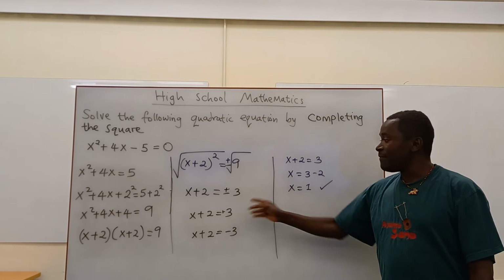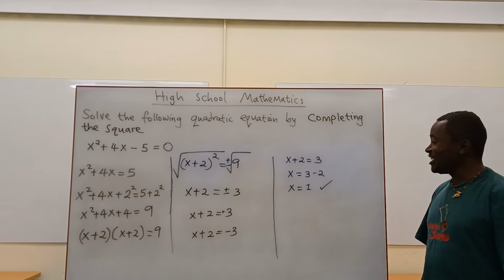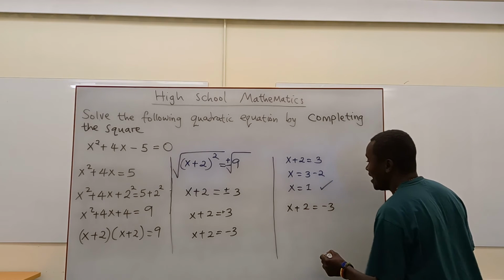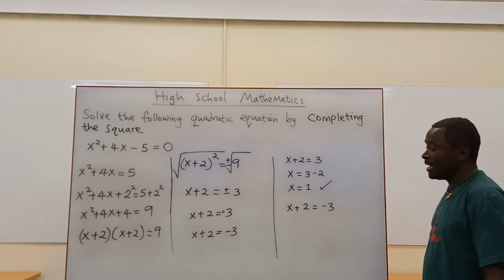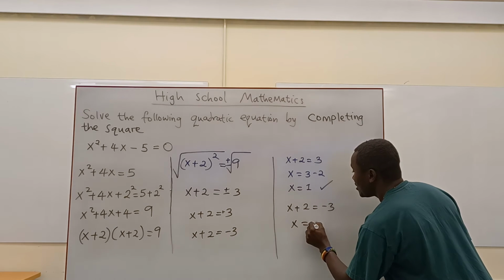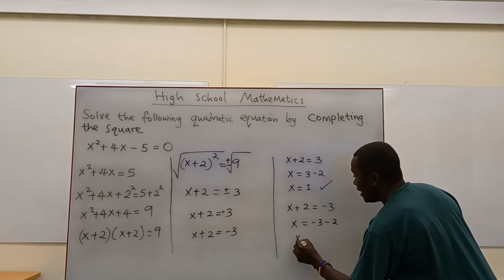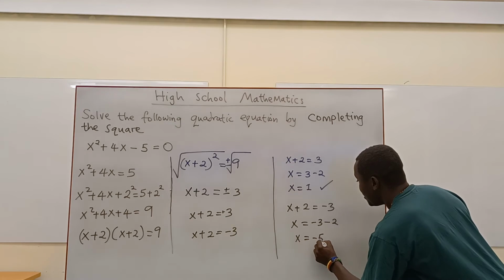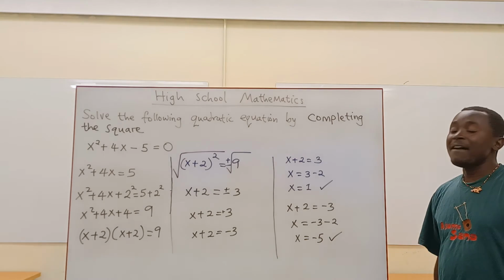So now that you're done with the first one, go ahead and try to find the value of x using the second little equation. And that equation is x plus 2 is equal to negative 3. So in order to find the value of x, subtract 2 on both sides. In that case, you have x is equal to minus 3 minus 2, that gives you minus 5. And that's the other value of x.